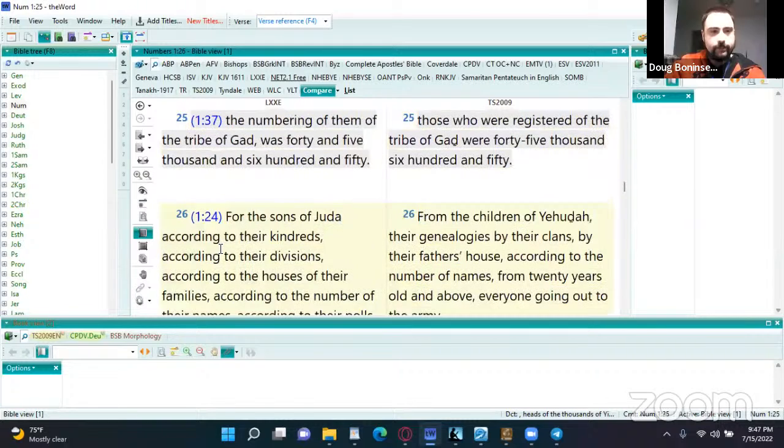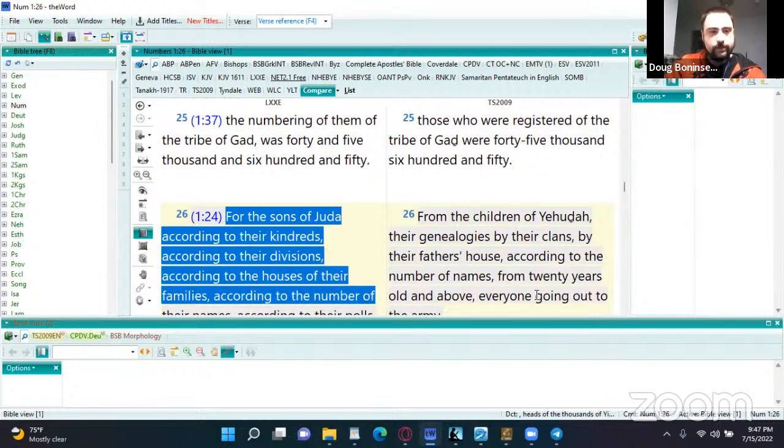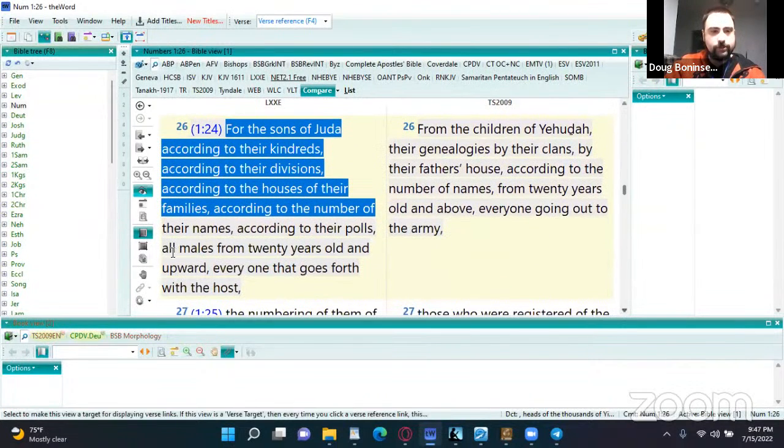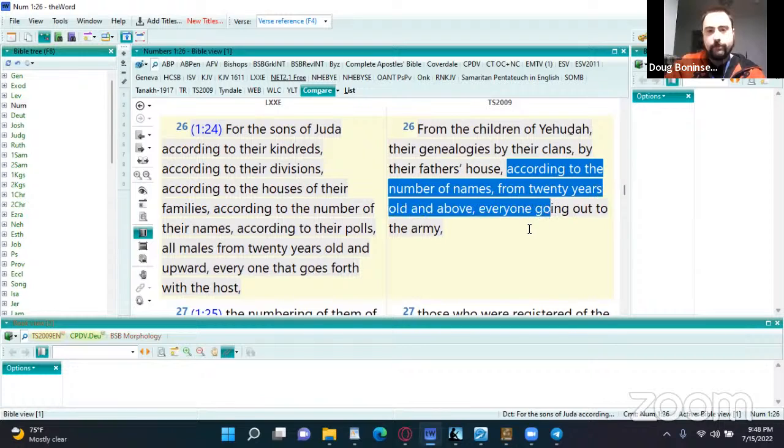So let's see here. In the LXXE, it says, for the sons of Yehuda, according to their kindreds, according to their divisions, according to the houses of their families, according to the number of their names, according to their polls, all males from 20 years old and upward, everyone that goes forth with the army. As you can see here, the ISR just says, according to the numbers of names from 20 years old and above, everyone going out to the army.